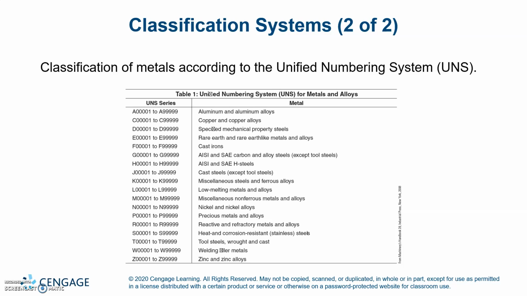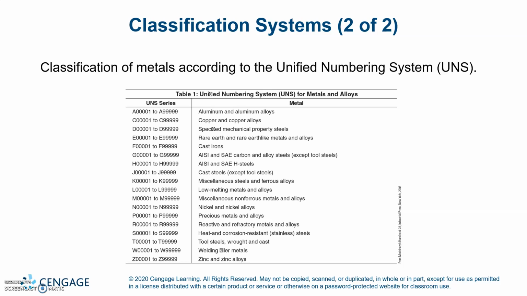Classification of metals according to the UNS. A00001 through A99999 is aluminum and aluminum alloys. C is copper and copper alloys. D is specified mechanical property steels. E is rare earth and rare earth-like metals and alloys. F is cast irons. G is AISI and SAE carbon and alloy steels.